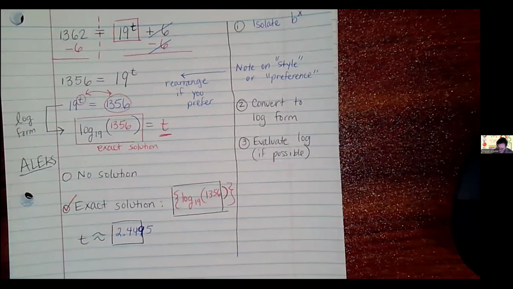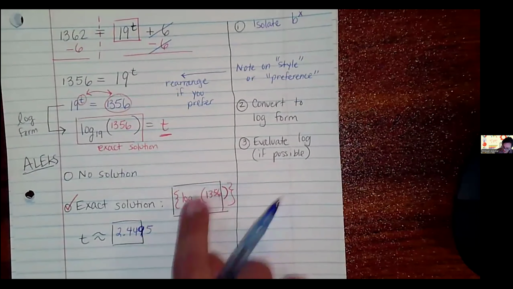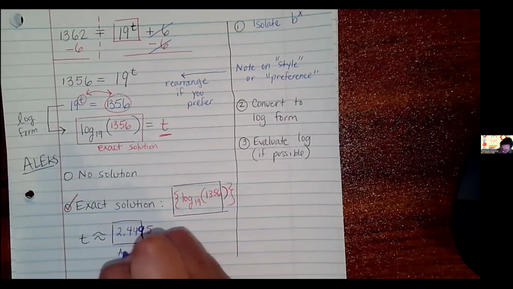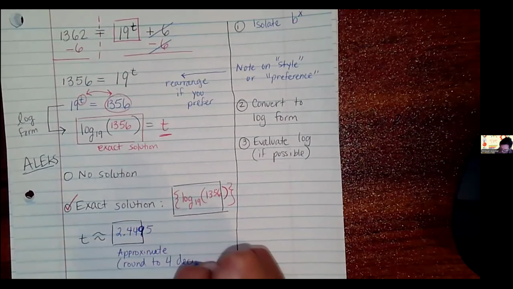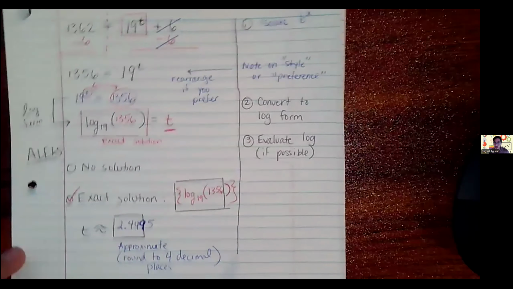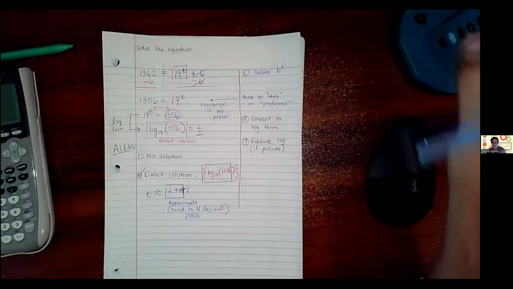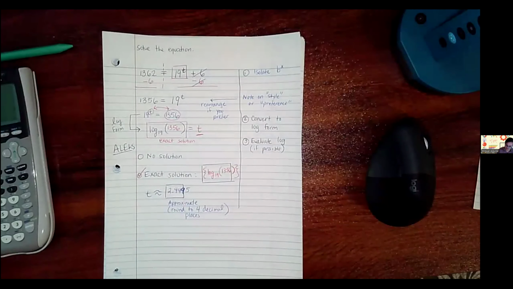So now we have our exact solution, which is a logarithmic expression, and then we have our approximate solution here, which is rounded to 4 decimal places. Questions, comments?